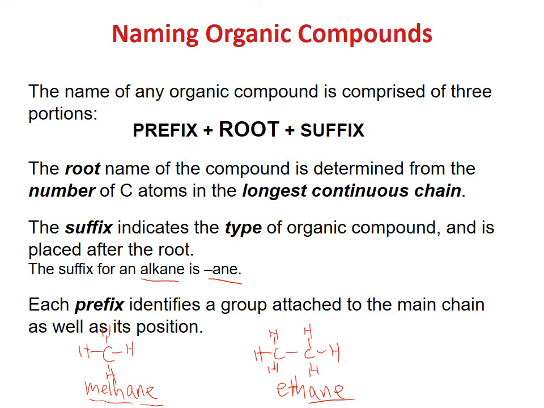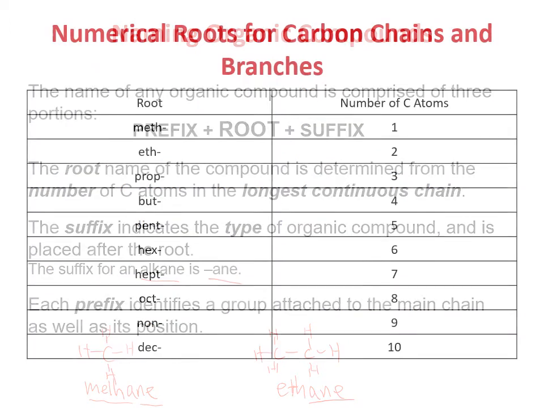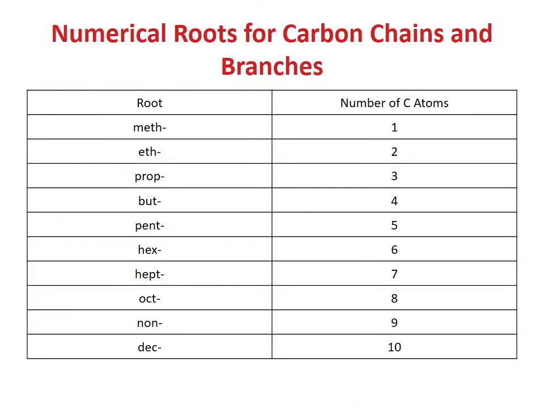Each prefix identifies a group attached to the main chain as well as its position. In these two examples, a prefix is not necessary. Here are some numerical roots for carbon chains and branches. For one carbon, the root is meth. If it's an alkane, it's called methane, A-N-E. For two carbons, the root is eth. So if it's an alkane, it's called ethane.